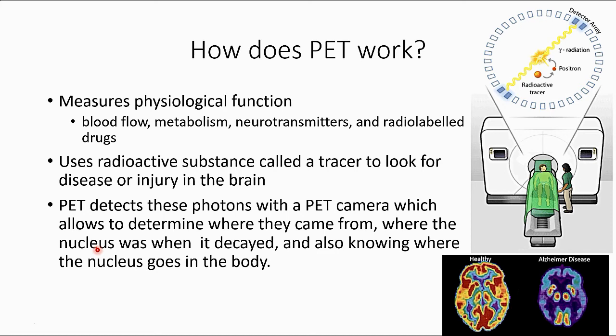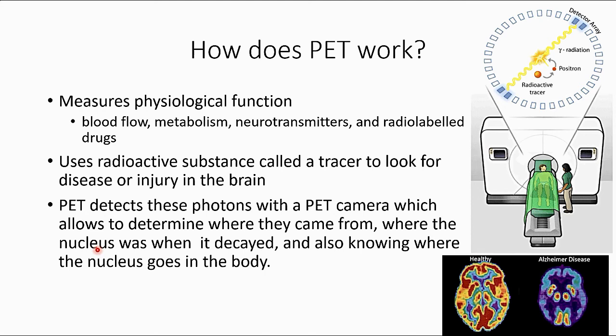Positron emission tomography is a technique that observes and measures physiological function by looking at blood flow, metabolism, neurotransmitters, and radio-labeled drugs. PET uses a radioactive substance called a tracer to look for disease or injury in the brain. PET works by using a scanning device, or a machine with a large hole at its center, to detect positrons emitted by a radionuclide in the organ or tissue being examined.